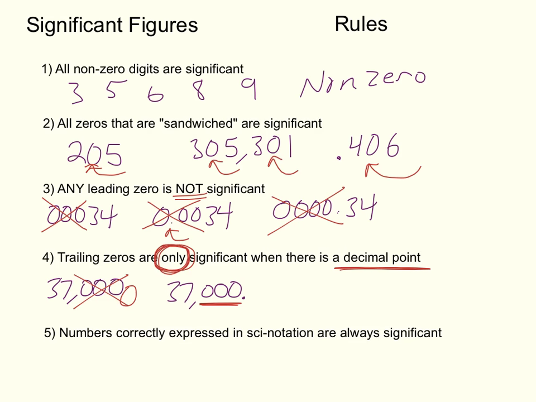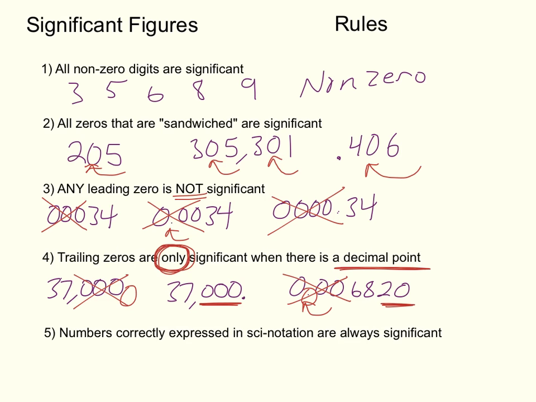Another example. Let's do 0.006820. Well, what do we say about these guys up front? They're leading zeros. There's a decimal, doesn't matter. These zeros don't count. That's rule number 3. How about this last one here? Well, it's a trailing 0. Is there a decimal point? Yes, there is, right here. So that last 0 is significant.